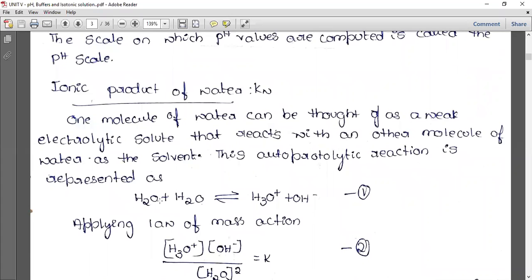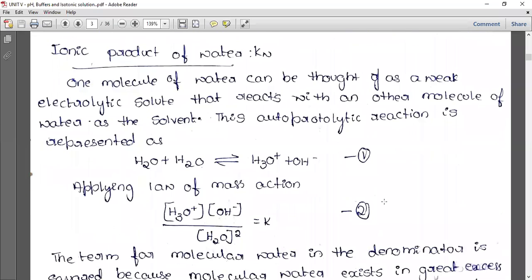One molecule of H2O, which we are assuming is an acid, and another molecule of H2O, which acts as a base. They react with each other, leading to H3O plus and OH minus ion. Again, there is a formation of an acid and a base. Clear? We are going to call this equation 1.